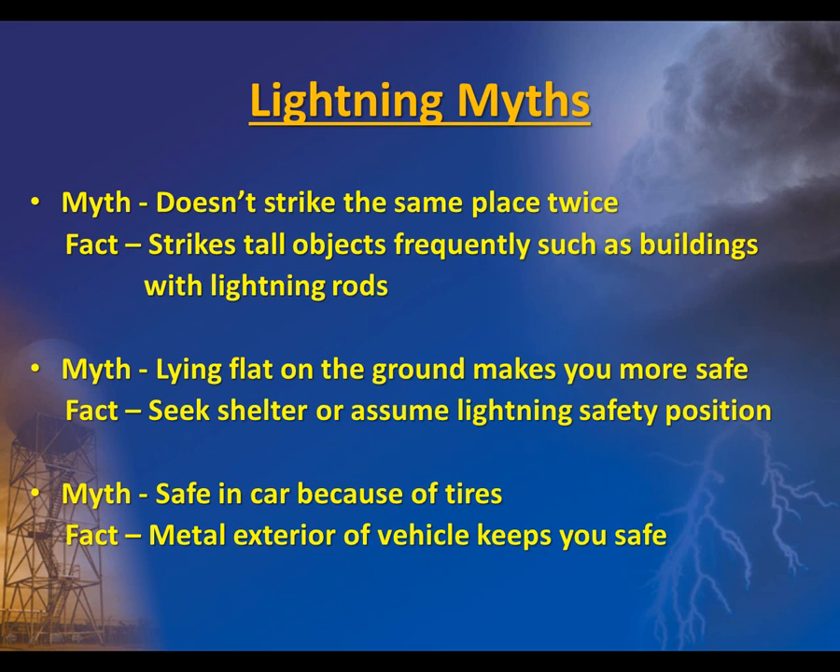There are a number of lightning myths that have been around for a number of years and are simply not true. Here are a few. Myth: lightning doesn't strike the same place twice. Fact: lightning often strikes the same place repeatedly, especially if it's a tall, pointy, isolated object. The Empire State Building is hit nearly 100 times a year.